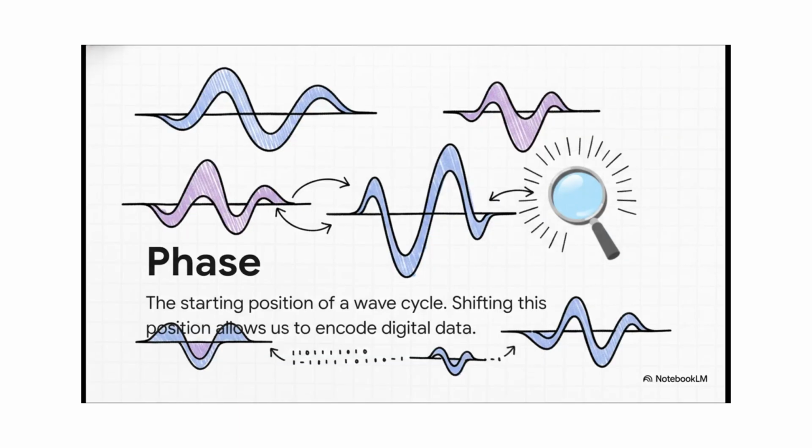Now, our last property is a little more abstract, but trust me, it is the key to our entire digital world. It's called phase. Imagine you could just freeze a wave mid-cycle. Its phase is simply its position at that exact moment. Is it at a peak, a trough, or somewhere in between? By deliberately shifting that starting point, we can encode digital information.